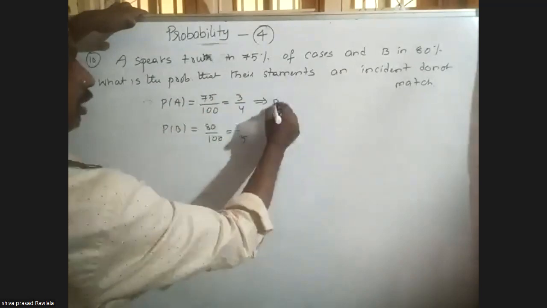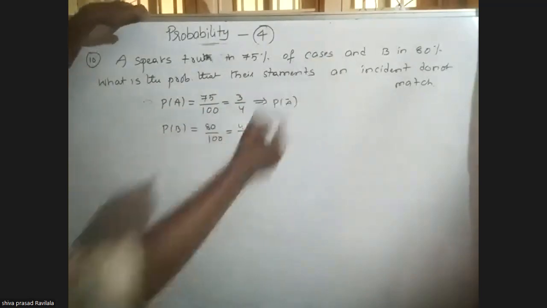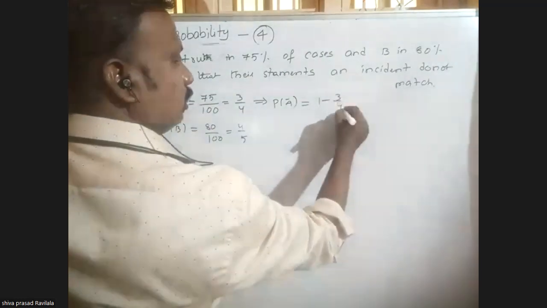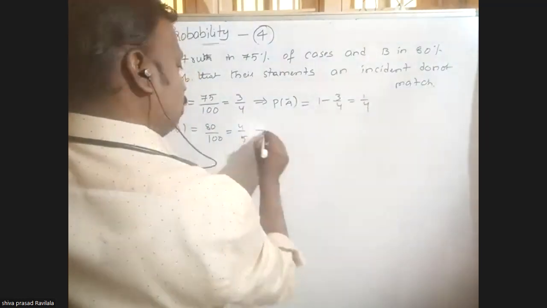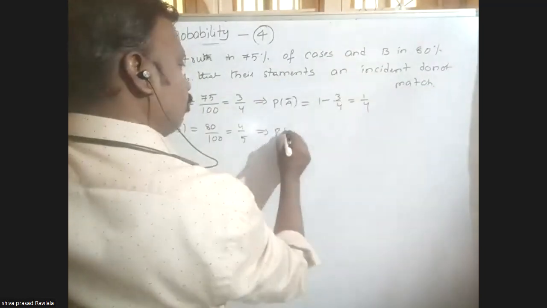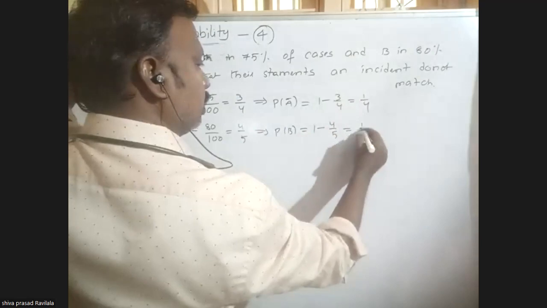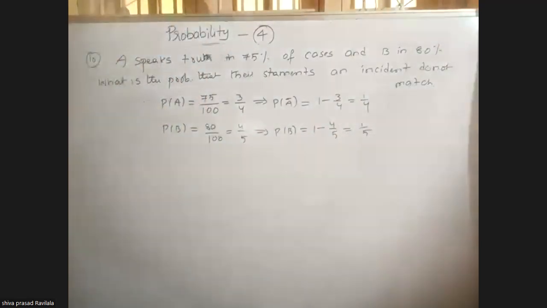Write down automatically A complement, because the do not match condition is there. Probability of A complement is equal to 1 minus 3 by 4, that is 1 by 4. Probability of B complement is equal to 1 minus 4 by 5, that is 1 by 5.